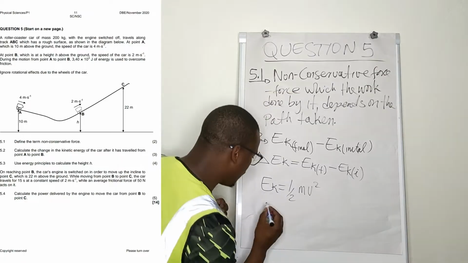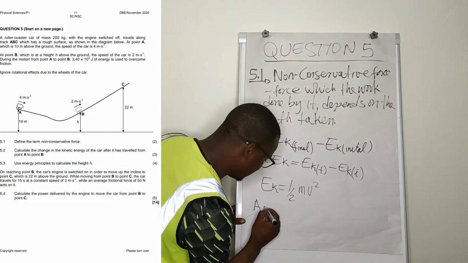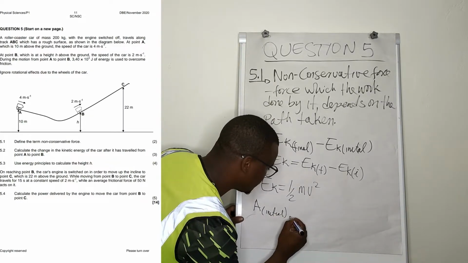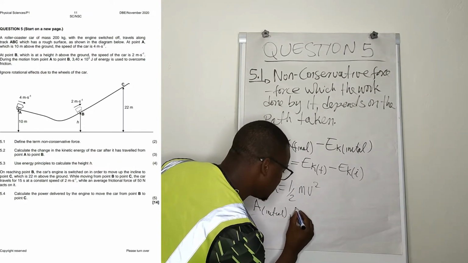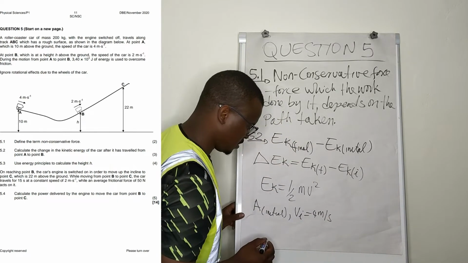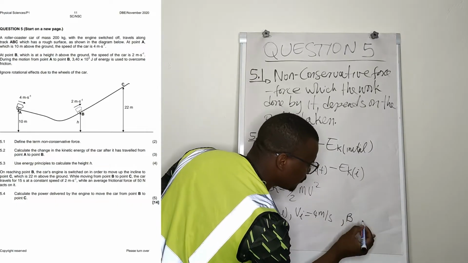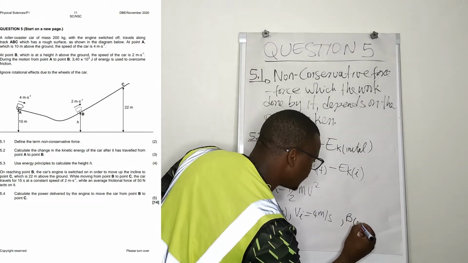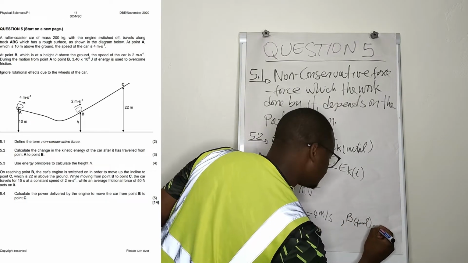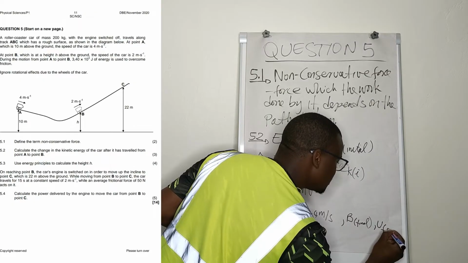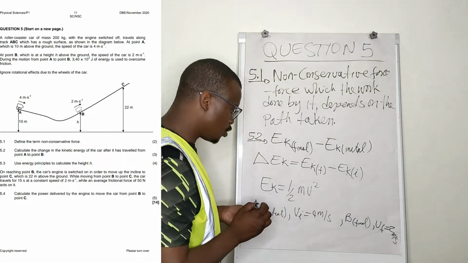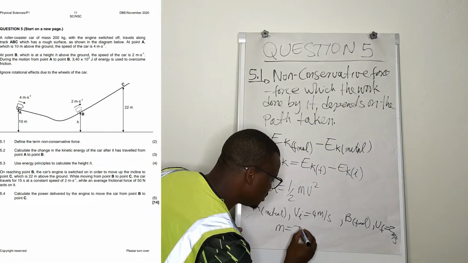You are told that at point A, which was our initial point, the velocity was 4 meters per second. At point B, which is the final point, you are told that the final velocity was 2 meters per second. So you know the mass does not change, it was 200 kg.